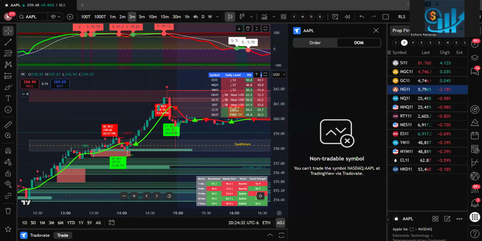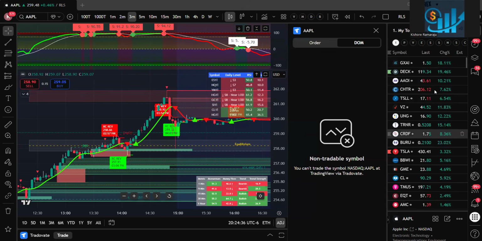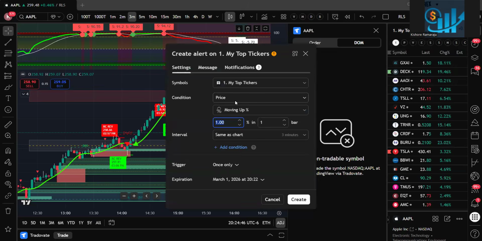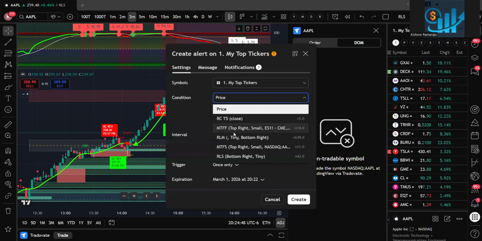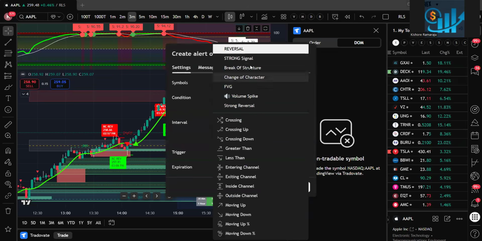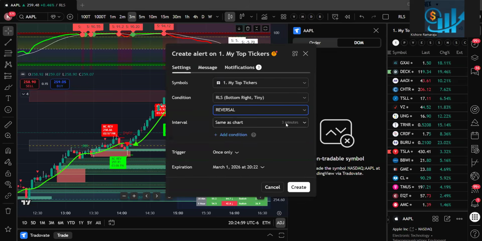If you have a pro or professional account, you may have hundreds of stocks in the watch list. If you have a pro account, then you can create an alert on the entire watch list. You can go here, add alert on the list, and then you can select the indicator, and then you can say reversal. That means whether it is a bullish reversal or bearish reversal, you will get an alert.